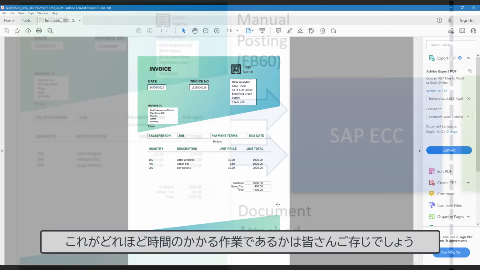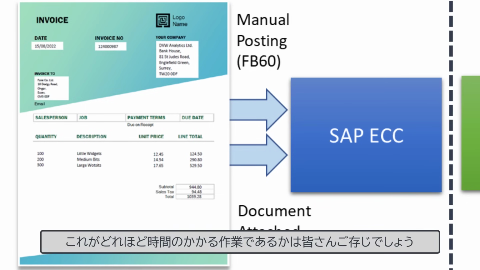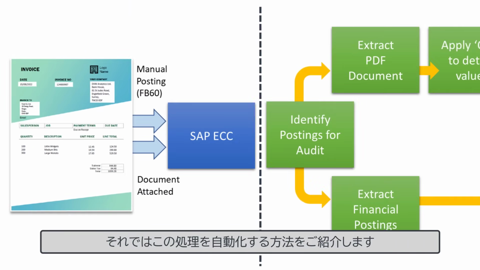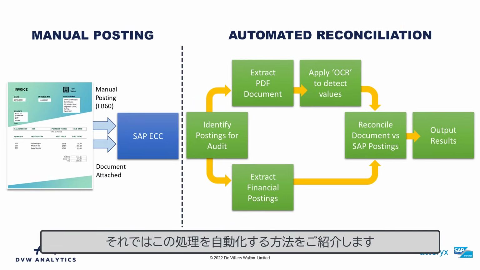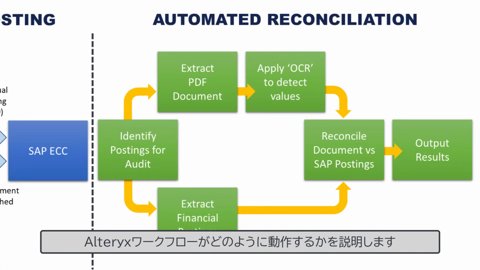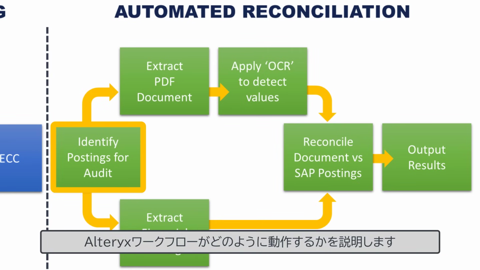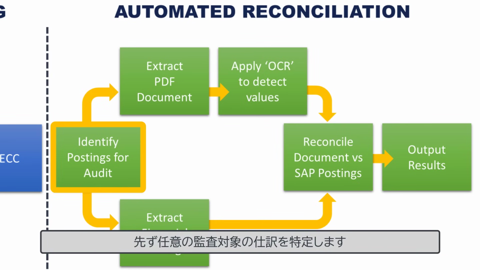If you're an auditor, you know all this takes a great deal of time. So let me show you how to automate this and save hours on this process. Let me explain how this Alteryx workflow operates. Firstly, we identify the postings that we want to audit. That can be random samples, anything we wish.